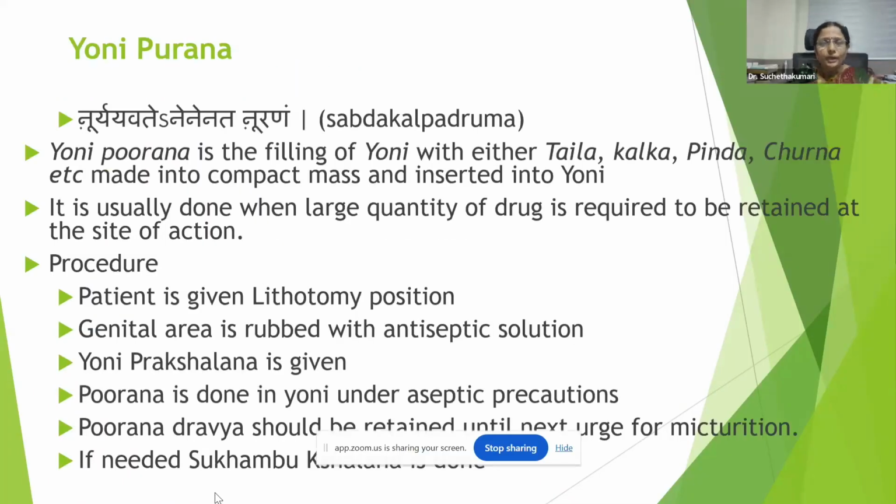Next is the Yoni Purana. Usually the Yoni Purana is the filling of the Yoni with either Taila, Kalka, Pinda, or the Churna. So these will be filled in the yoni and kept there till the urge for micturition, and after that it will be removed. Next, if needed, Sukhambu Prakshalana will be done.